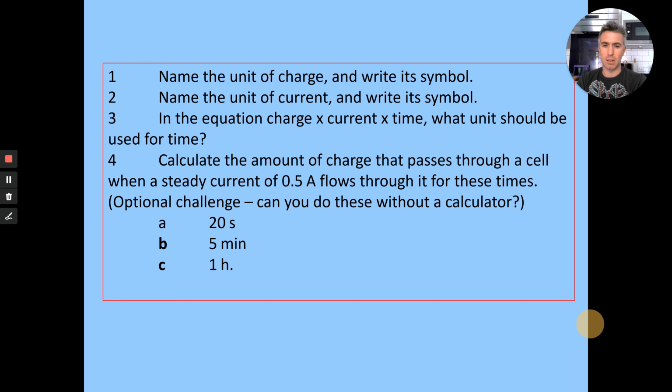Actually, something's gone wrong there. That should be charge is equal to current times time. My apologies. What unit should be used for time? And calculate the amount of charge that passes through a cell when a steady current of 0.5 amps flows through these times. Can you do it without a calculator?